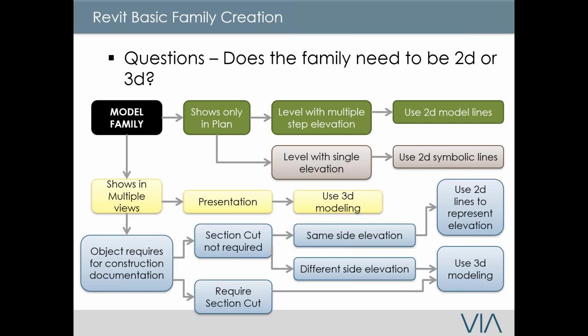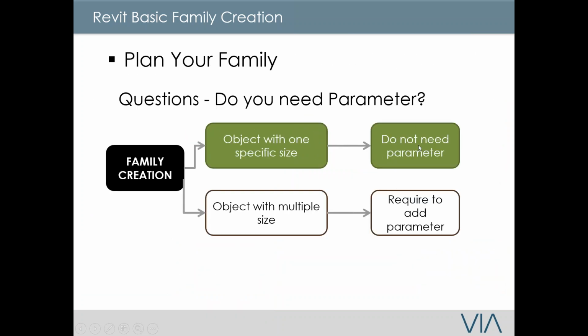The other thing I always ask is, does the family need to be 2D or 3D? Here you have the diagram just showing you what you need. You start with model family, that's a show up plan only, level with multiple elevation. You can always use the 2D model lines. If it's only a level single elevation, use 2D. This tree chart that I'm showcasing is kind of like asking you a question: how do you want to create your family?